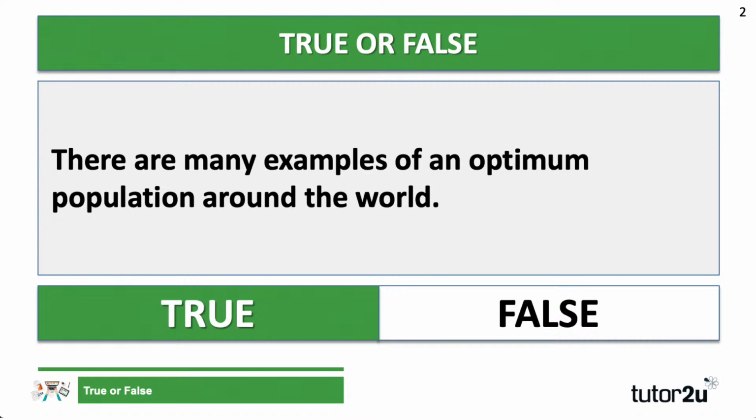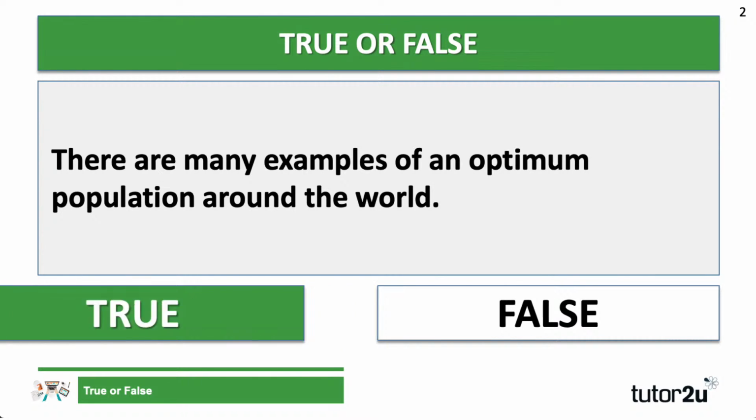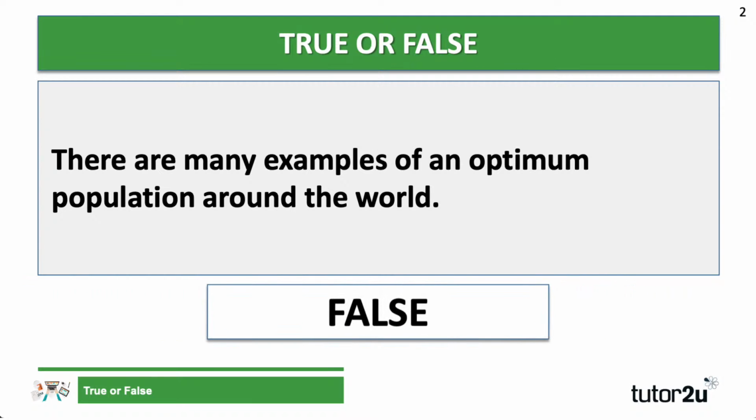Put your answer in the chat if you don't mind. Let's have a look and see what we've got for that one. Anybody suggesting the correct answer for that one? Because the correct answer is false. There are not very many examples of optimum population around the world.